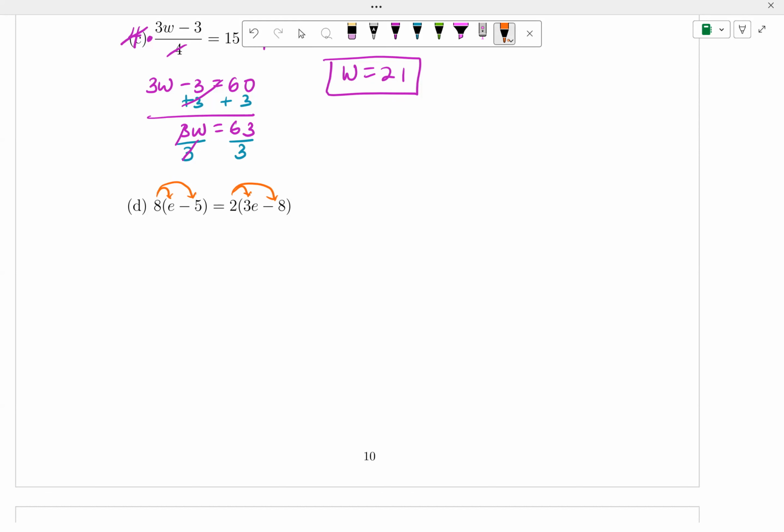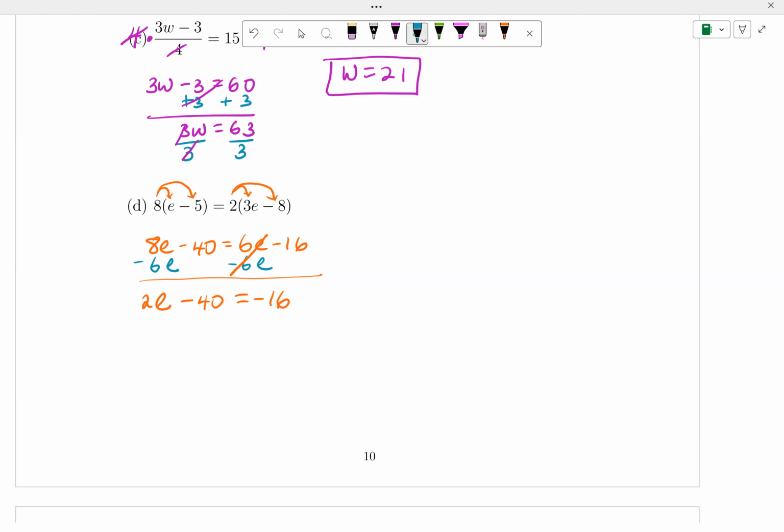We're going to end up having 8e minus 40 equals 6e minus 16. Next, you're going to subtract 6e from both sides because you want to combine your like terms, right? So the 8e and the 6e are like terms because they both have e's. They cancel on that side. Here, you're now left with 2e minus 40 equals negative 16.